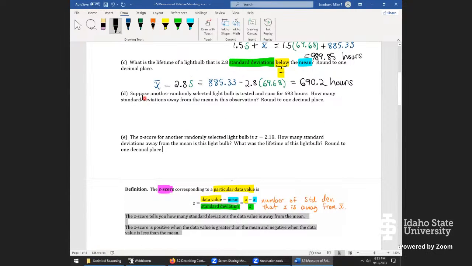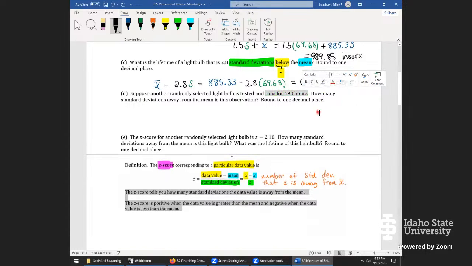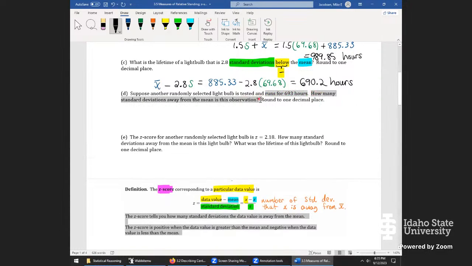So part D says, suppose another randomly selected light bulb is tested, and that one runs for 693 hours. Let's highlight that. The question then is, how many standard deviations away from the mean is this observation? And we'll round to 1 decimal place.